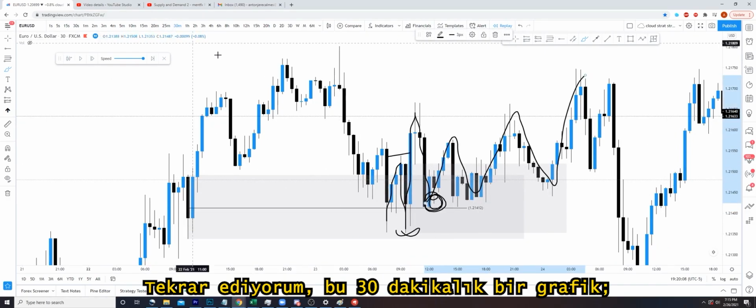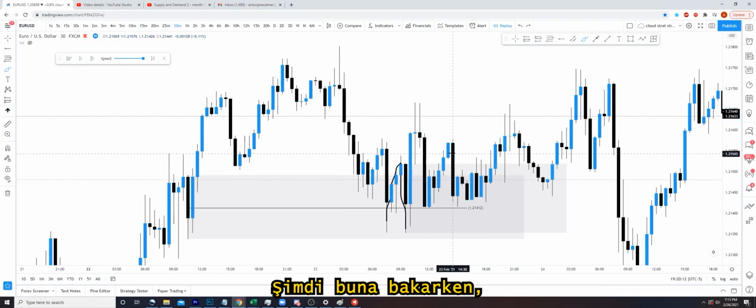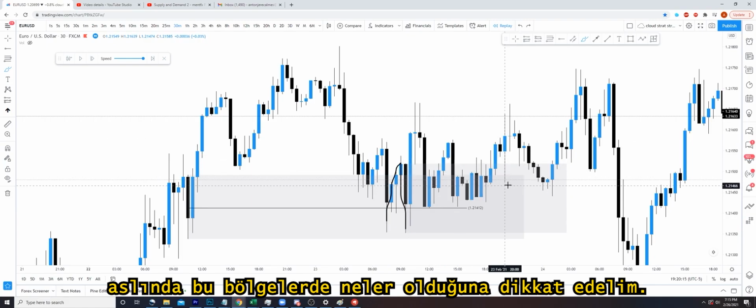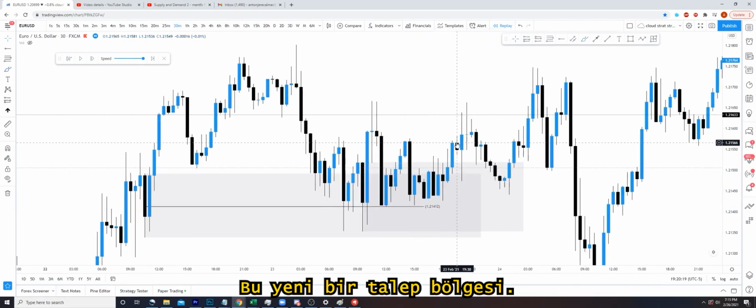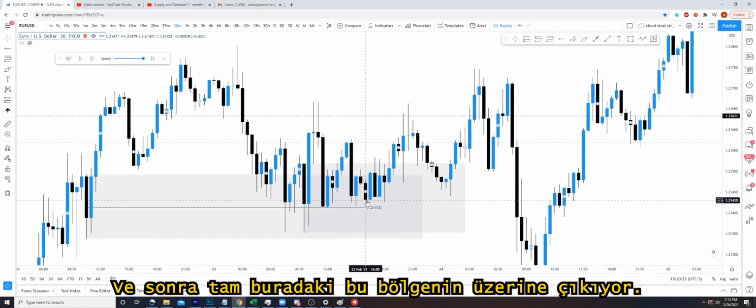Now again, this is a 30-minute, does not matter what time frame you are on. This will apply to them all. Now, as we look at this, let's actually notice what we have occur in these zones here. So this is a new supply, a new demand zone, and we're waiting for price to come into it. Price comes into it, never trades above this. Price comes deeper in, okay, and then trades above this zone right here.